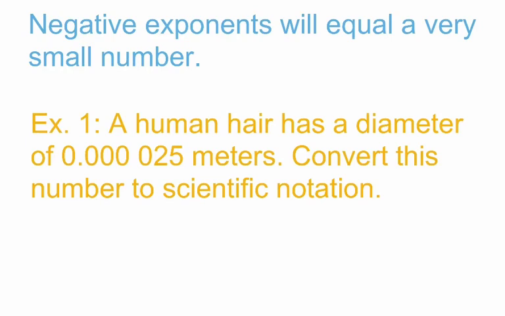For our first example, we have a human hair has a diameter of about 0.000025 meters. Convert this number to scientific notation. Now before I actually go ahead and show this example, I want to point out something to you with the way that I wrote out this number. If you'll notice right here, in between those two zeros, there's a small space written there. And I put that space there on purpose.